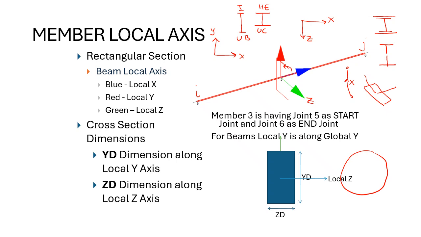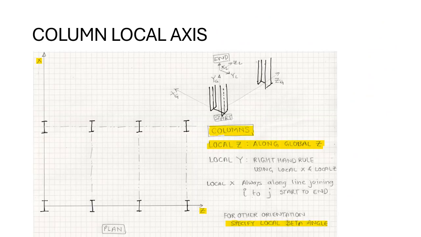So this is all about local axis. Let me revise. We have three colors: local X, local Y, local Z. And local X is simple. It is the axis connecting the I node, the start node, to the end node. Here is the demonstration of a column. So column start and end becomes local X. And we had global X and global Z. So local Z is always aligned with global Z.